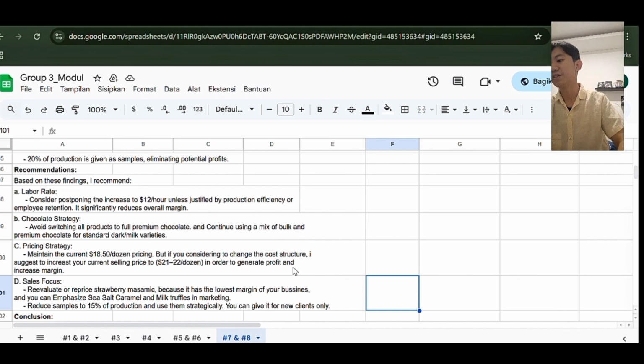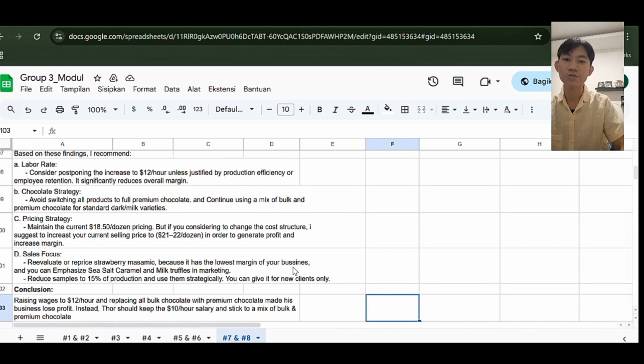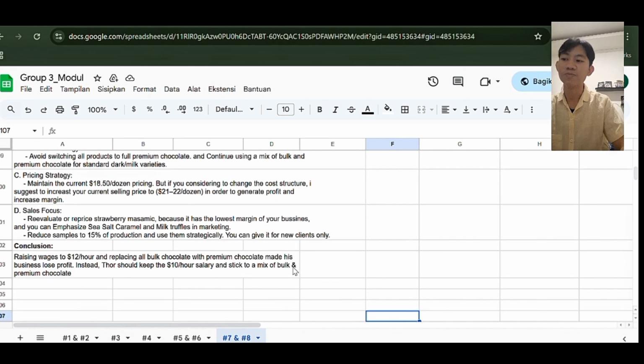So the conclusion is that raising wages to $12 per hour and replacing all bulk chocolate with premium chocolate makes his business lose profit. Instead, Tor should keep the $10 wages per hour and stick to a mix of bulk and premium chocolate. Okay, so that's all for my explanation and presentation. Thank you.